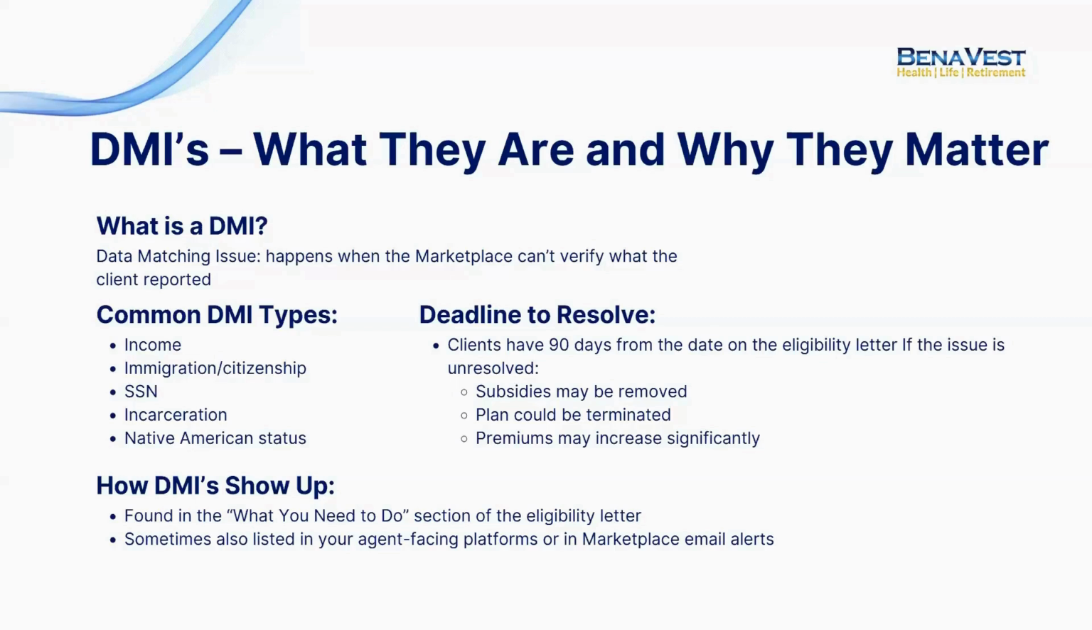How DMIs show up? It's found in the what you need to do section of the eligibility letter, and it also sometimes is listed in your agent platform or Health Sherpa, and Marketplace will typically send emails and alerts as well. Your client will receive paper mail.